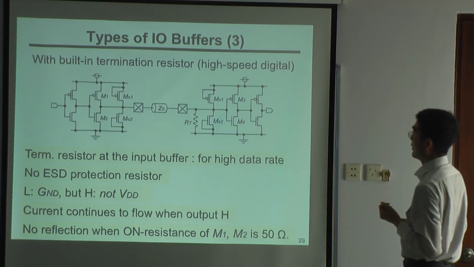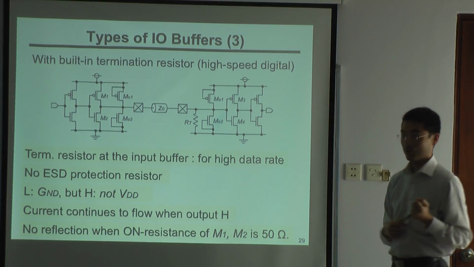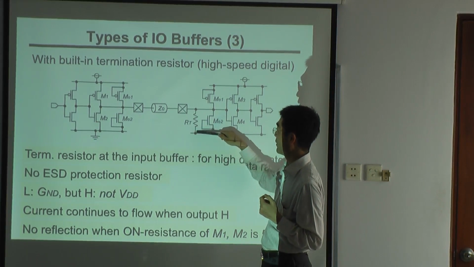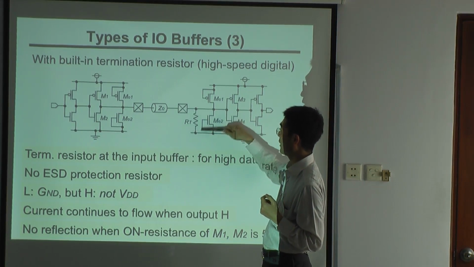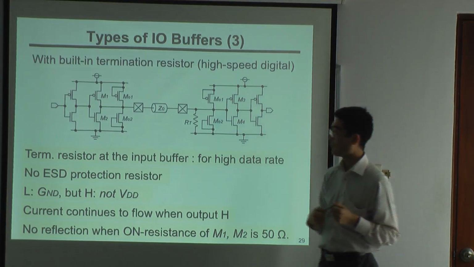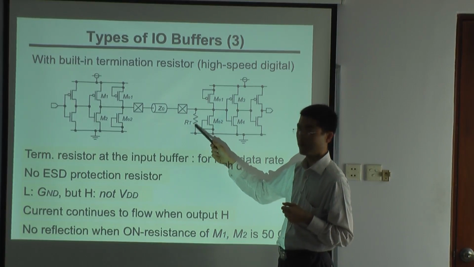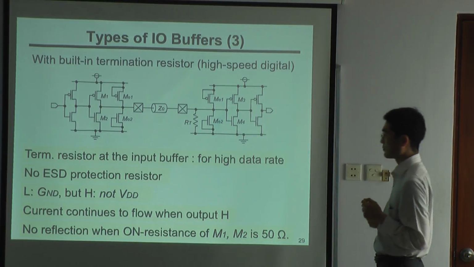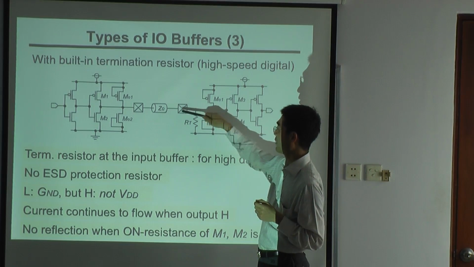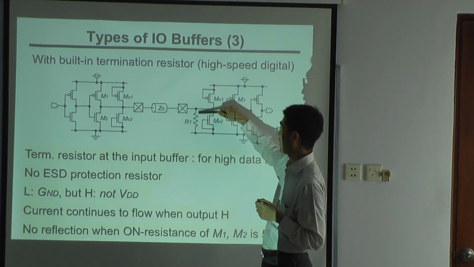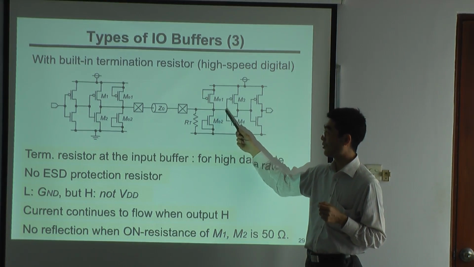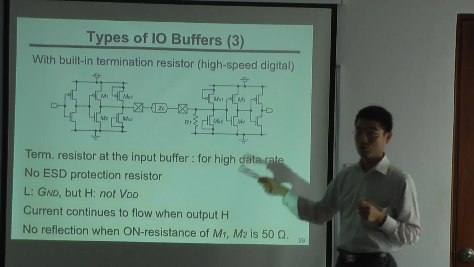Another one is a built-in resistor. In order to avoid reflection, we need a termination resistance connected to ground. Usually it's 50 ohm. Because of this 50 ohm, the ESD charge easily goes into ground. So in this case, we don't use an ESD protection circuit on it.